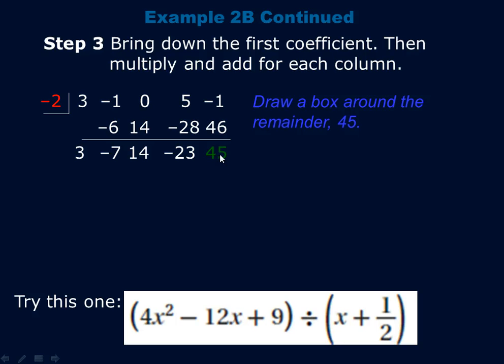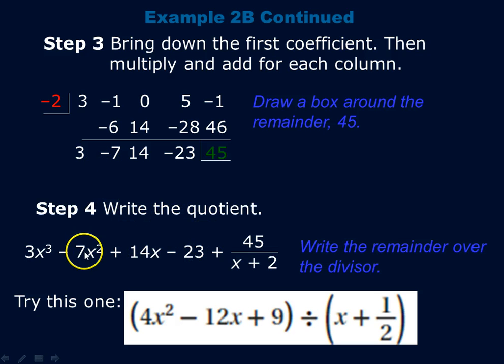45 is our remainder. So we're going to draw a box around it. Then after that, these numbers are our coefficients. We're going to start with x to the 0, x to the first, x squared, x cubed. Right. And that's exactly what we've got.